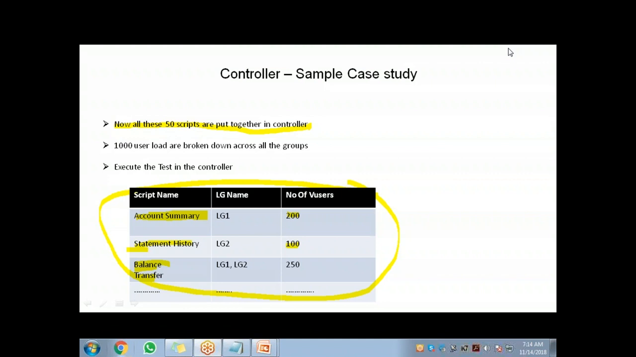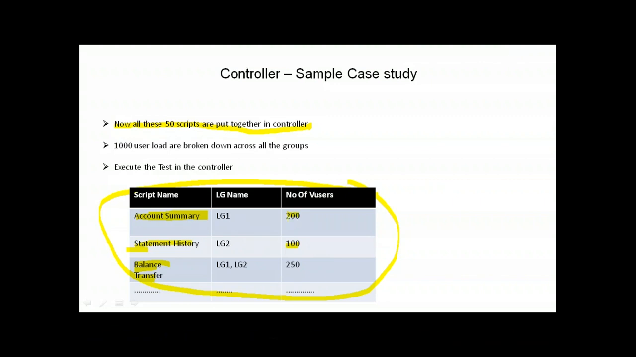Okay, wonderful. From the workload modeling sheet, from the WLM, you get this information. Now you see 1000 users are broken down across all the groups as per the workload modeling.